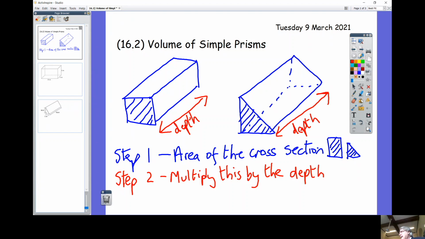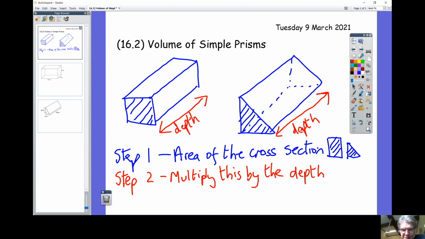So it's simply a two-step process. Step one, work out the area of the end bit, and be careful to remember your skills between the triangle and the rectangle. Take that number, say it was 35, and the depth was 10, you just do 35 times 10, 350, Bob's your uncle. It's volume, it's three-dimensional, so the units would be like centimetres cubed or millimetres cubed, etc.